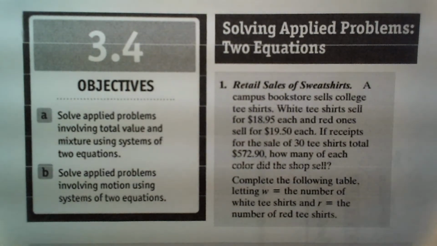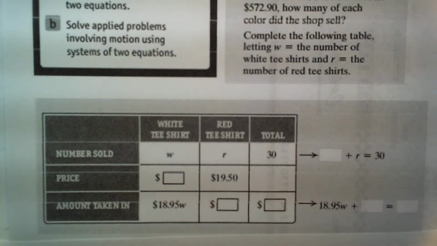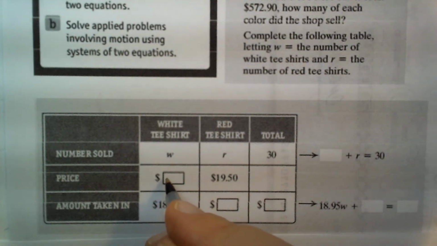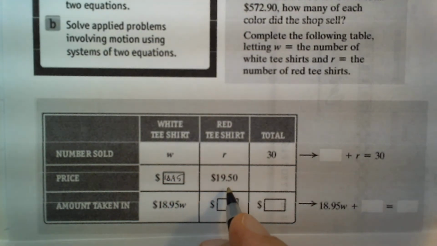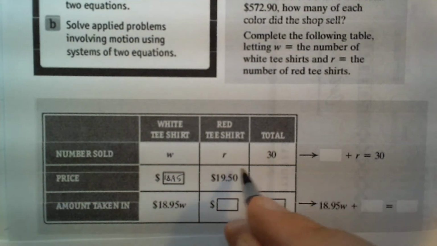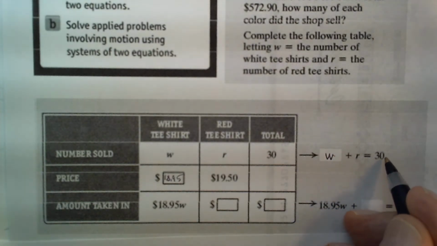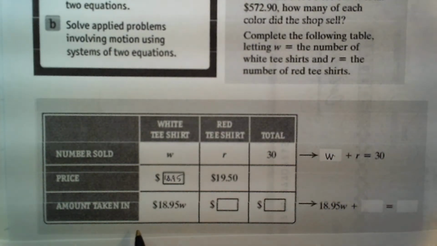So here is a little setup for this. It's basically a little table where you just fill in the missing numbers, and so we know that the price of a white T-shirt is $18.95, and the red one is already figured in there. And so also here, the number of white and red T-shirts has to equal 30.